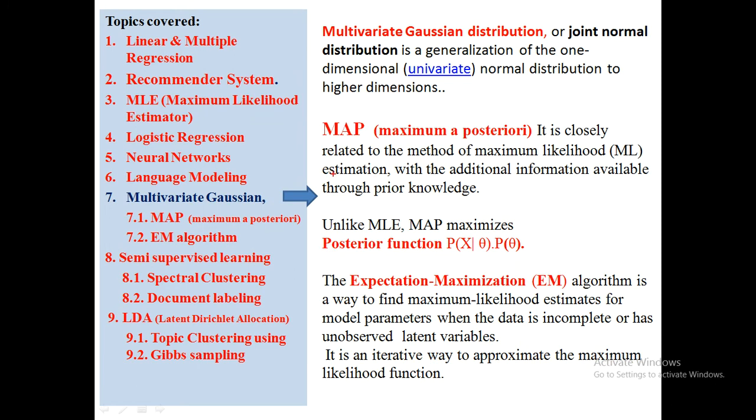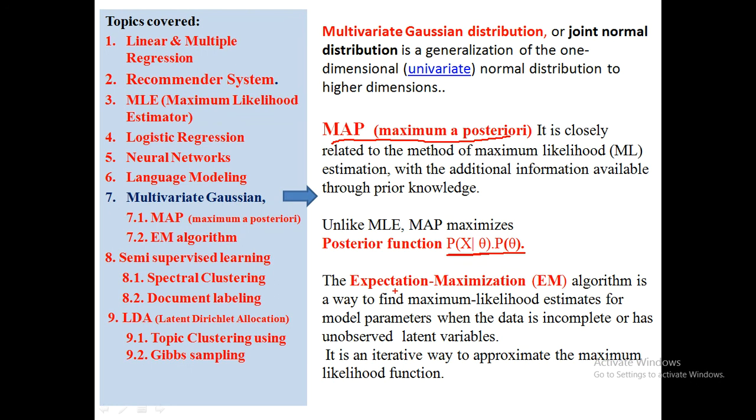The next one we discussed was the maximum a posteriori method. This is very closely related to MLE, with additional information available regarding the prior distribution. If we know that the parameter, that is the prior, is also distributed with some distribution, then unlike MLE, where we maximize the likelihood function, that is only P of x given theta, here we maximize the posterior function, that is likelihood multiplied by prior.